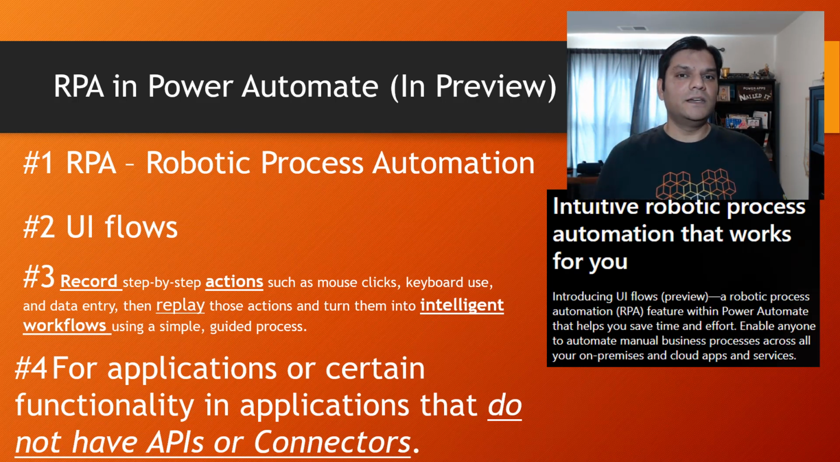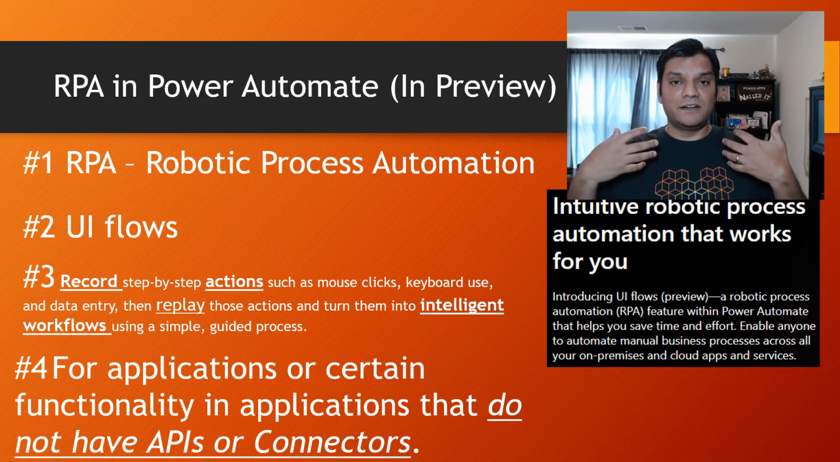But there was another key thing that they mentioned as one of the big influences of this process: it can be used for applications or certain functionalities in applications that do not, and I want to emphasize, it does not have any APIs or connectors. Now just think about that for a minute. Before, if you had homegrown applications in your company, or any third-party applications that did not have any connectors, no APIs whatsoever, this is the way you can now still automate the process, because you now have the robotic process automation to record your steps.